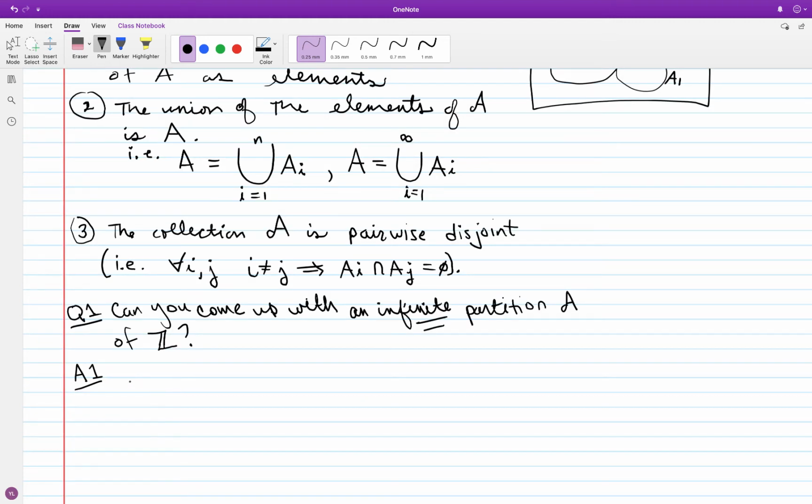What if I define the collection A as follows? What if I group together, well, let's say I put 0 in its own little set, and let me group together -1 with +1 in a set, and then I group together 2 with -2 in a set, and so on. I hope you can see the pattern of what I'm doing here. So, this is one infinite partition of the integers, I claim.